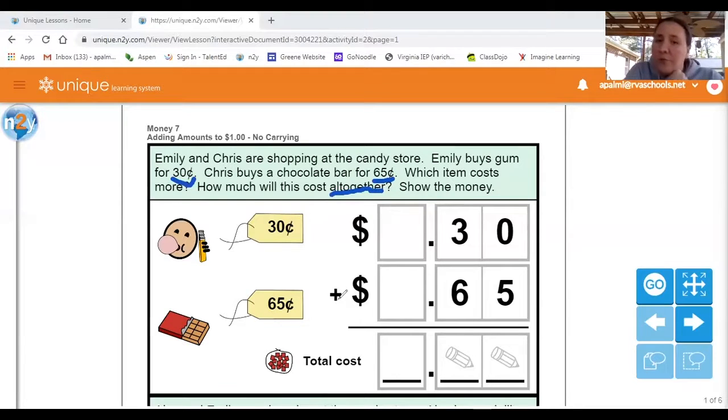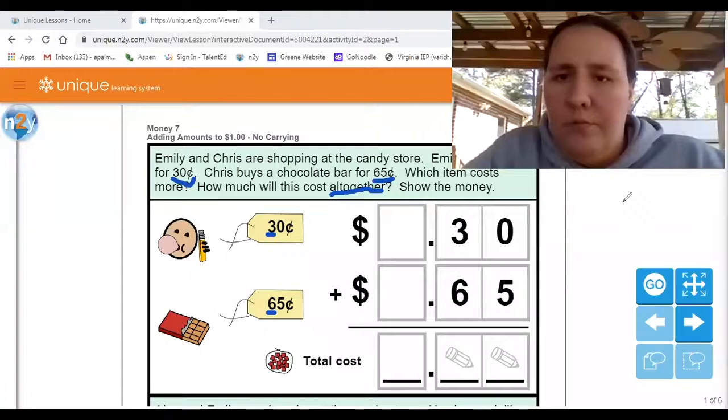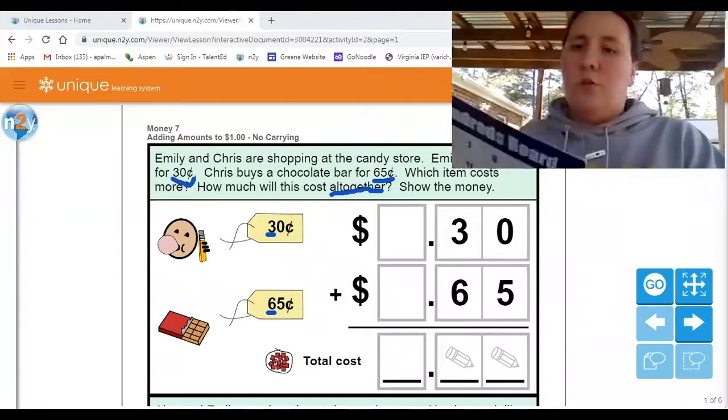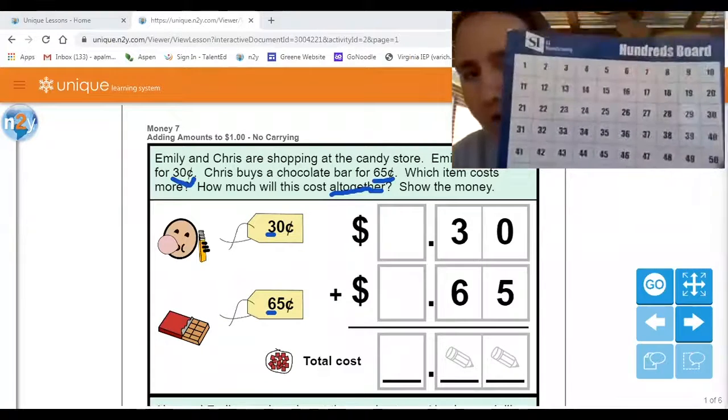So I first want to figure out which one is more. So over here we have our price tags, and we want to look at our biggest place value. So the biggest place value is the tens place. So I have a 3 and a 6. If I'm not sure which one's bigger, I can go to my hundreds chart. Let me make myself bigger so you can see my hundreds chart a little bit better. Here we go. I'm going to go to my hundreds chart, okay?